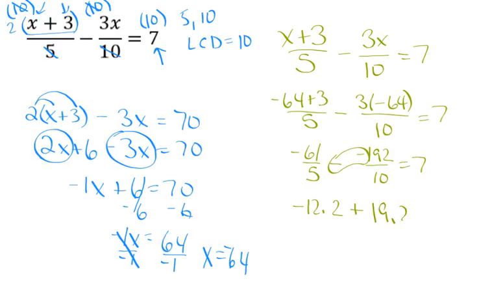And then 192 over 10 is 19.2. I didn't need a calculator for that. And I think this works out nicely. We got the point 2's will cancel. Positive 19 and negative 12 make 7.